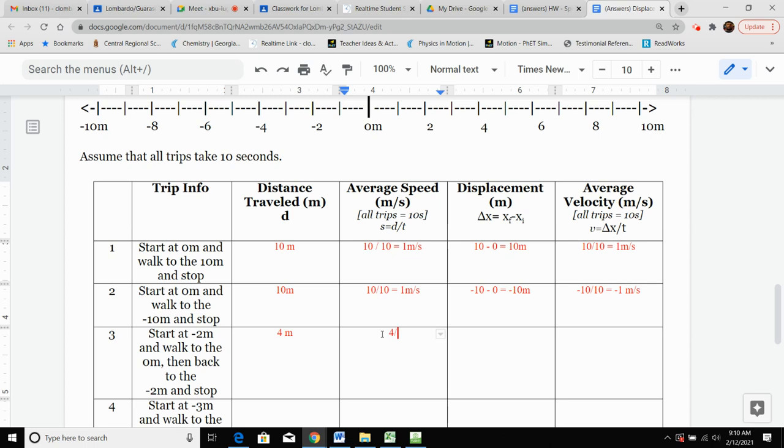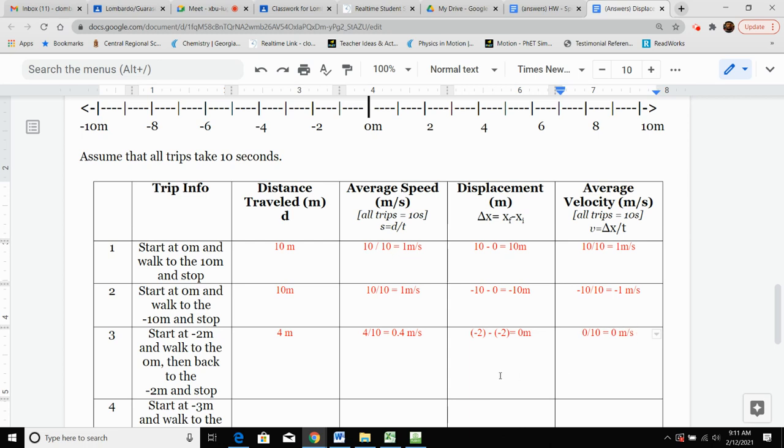Total distance divided by total time. So 4 divided by this 10 seconds is going to equal 0.4 meters per second. Okay, displacement. What was our final position? We're going to have a negative 2. I'm just going to put this in parentheses so we can see this. So negative 2 minus, what was our initial position? Negative 2. If you put this into your calculator, you're going to get an answer of 0. If you ever have that, you don't need to worry about a direction because you're back to your original position. So what is my average velocity of that entire trip? It's going to wind up being 0 divided by 10, which just equals 0 meters per second.